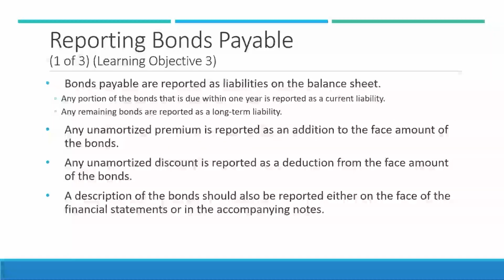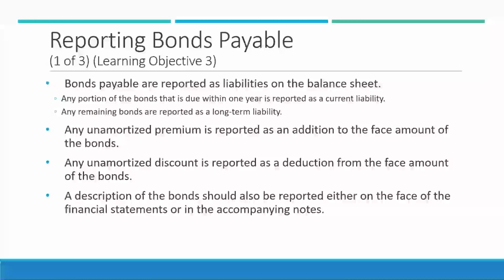And any unamortized premium, a premium increases the amount of cash we received and it increases the carrying value. And so that adds to the value that's reported on the balance sheet, and a discount reduces the carrying value, reduces the liability on the balance sheet.